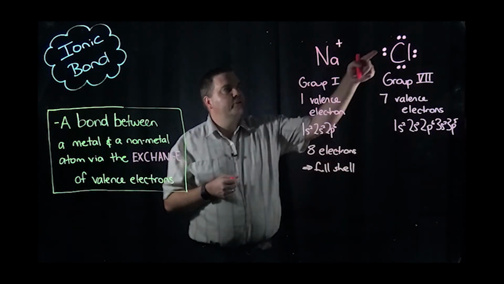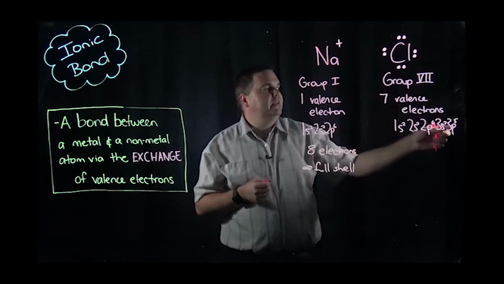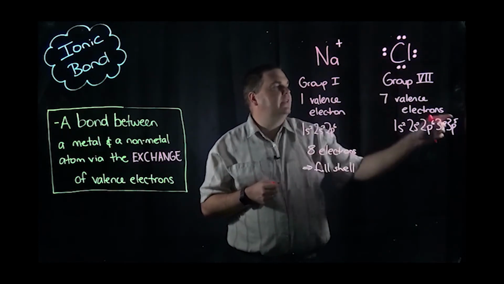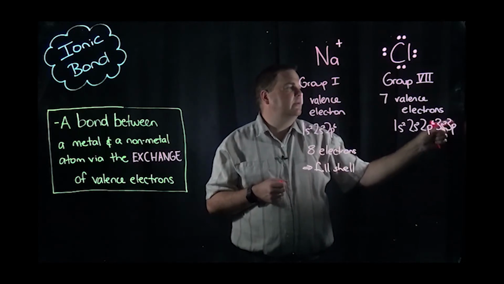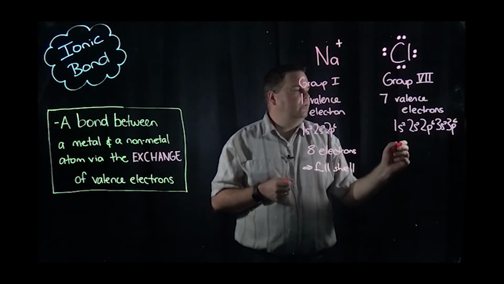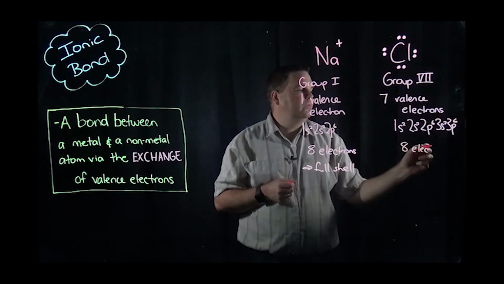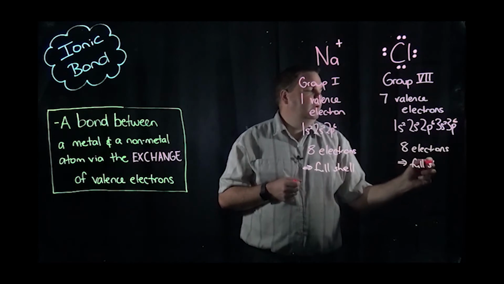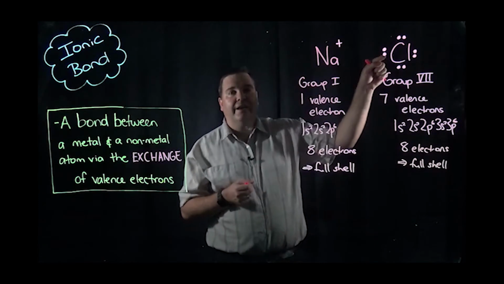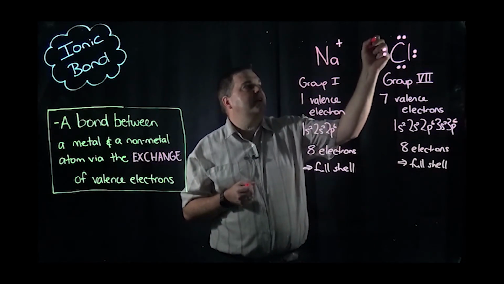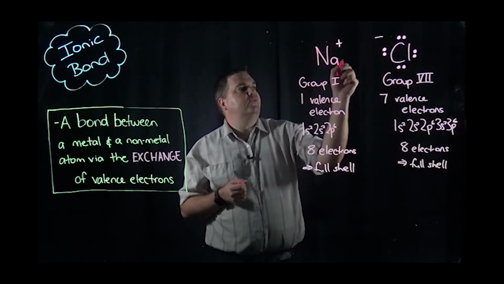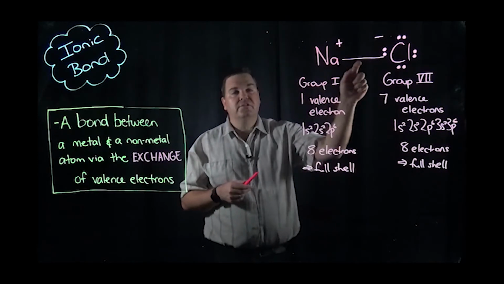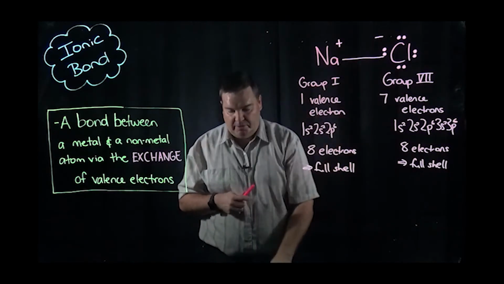The chlorine over here, what now happens is that it's now got 1, 2, 3, 4, 5, 6, 7, 8 in there. So that 3p5 shell actually becomes 3p6. That is also 8 electrons, which means it is also a full shell. But because that chlorine has now gained an electron, it now has a negative charge. So what we've actually done is form a bond between the sodium and the chlorine, and that bond that we have formed is our ionic bond.